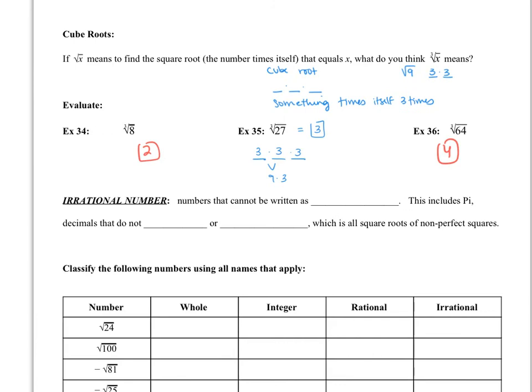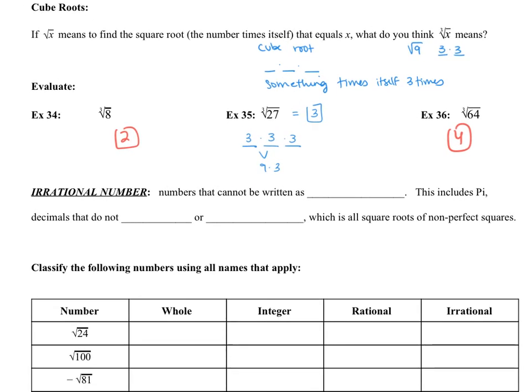Our next definition is for irrational numbers. We learned the other day that rational meant able to write as a fraction. The prefix ir means not, so this means that they cannot be written as a fraction. They are not rational. This would include pi and decimals that do not end or repeat. And those are also square roots of non-perfect squares.